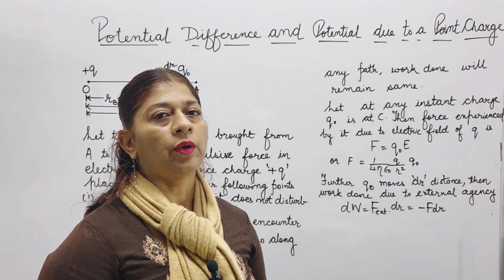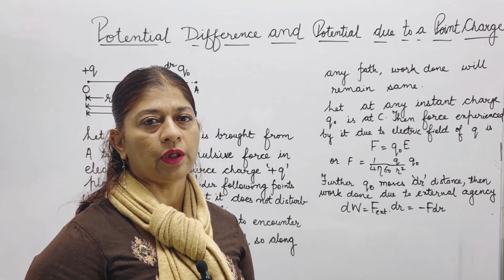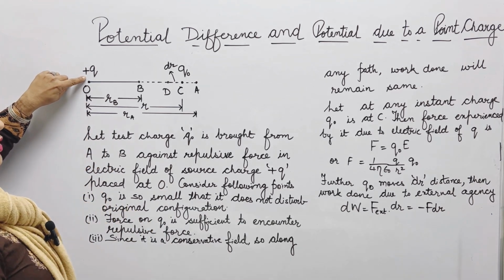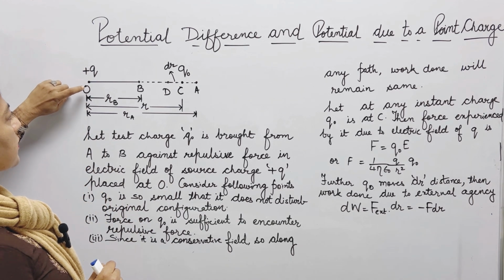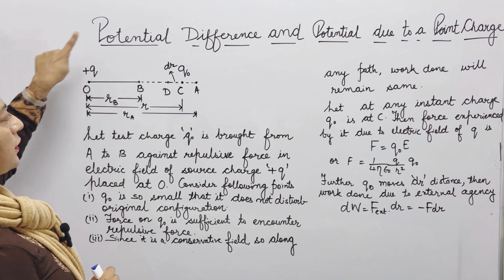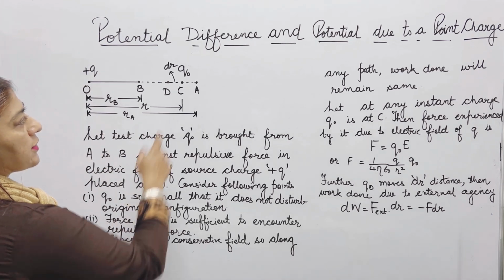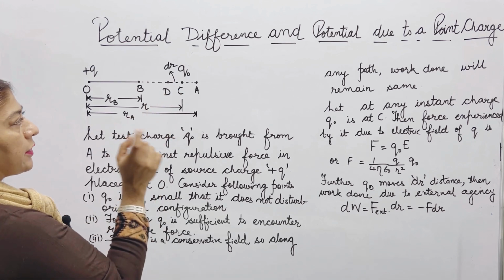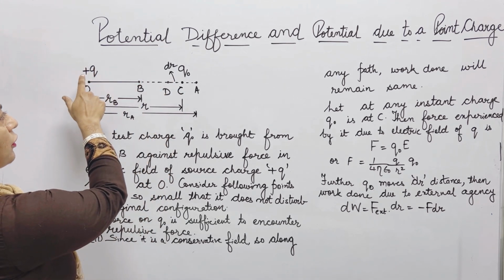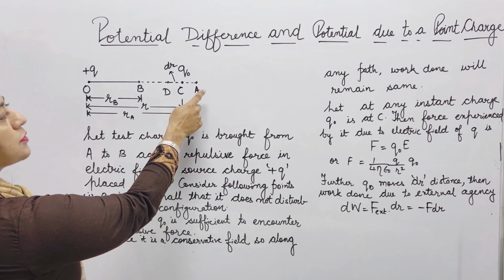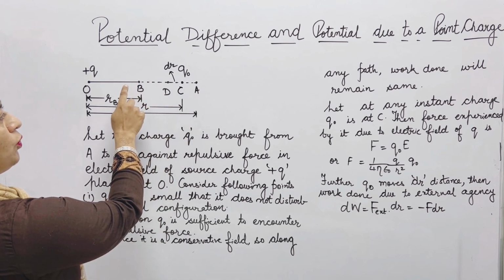Today we are going to find out the potential difference due to a point charge. Here plus q is the point charge and it is kept at a point O. Because of this, an electric field is present in the area. Q naught is the test charge that is being moved within this electric field of plus q charge. Let it be taken from A to B.